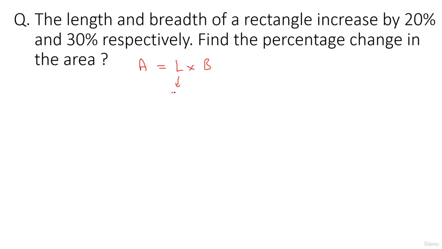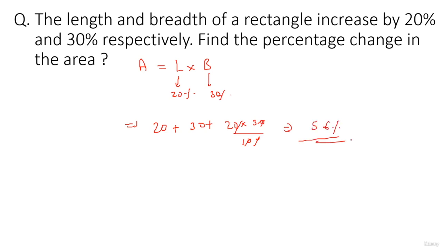Length changes by 20%, breadth changes by 30%. Therefore, the percentage change in the area is 20 plus 30 plus 20 into 30 divided by 100. This question is now a super cakewalk, right? That's the answer, 56%, that we already got. Let's go on to the next question now.